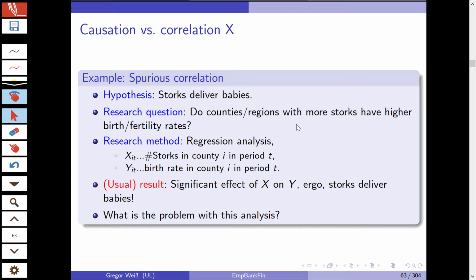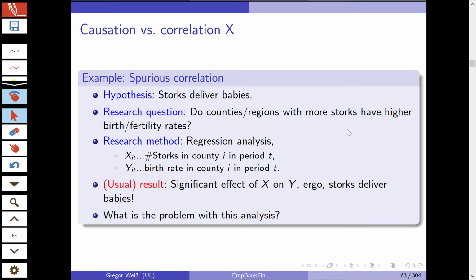Let's take a pretty good example for spurious correlation. The hypothesis is that storks deliver babies. A myth that you might have heard as a child. And the research question now would be to test this hypothesis. Do counties or regions with more storks have higher birth or fertility rates? In a regression analysis, you would use X_it as the number of storks in county i in period t, and Y_it, the birth rate in county i in period t, and would then estimate a regression of Y on X. And the usual result here is actually that you do find a significant effect of X on Y, and ergo you would say that storks deliver babies because you find a significant result in your regression analysis.